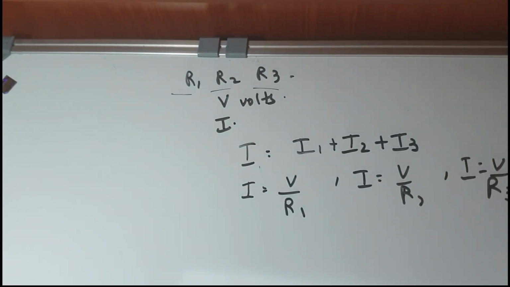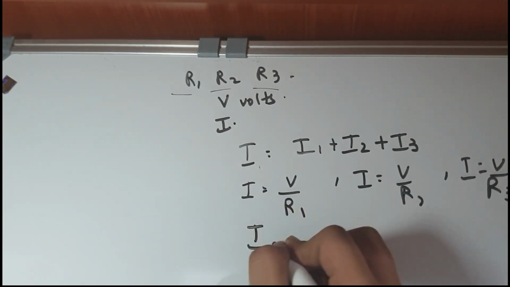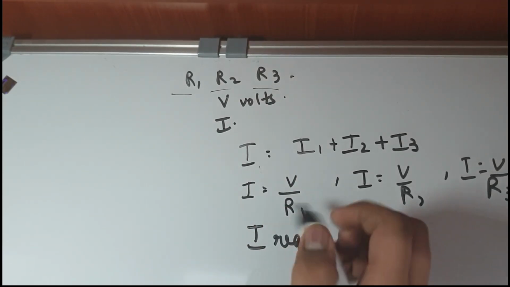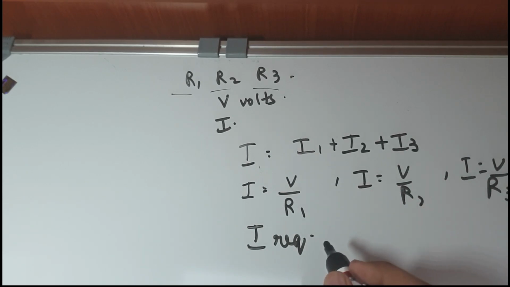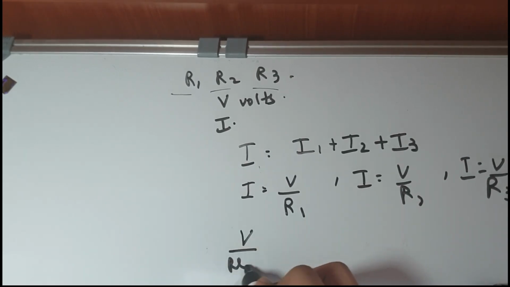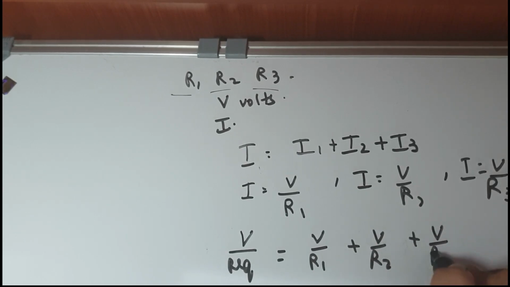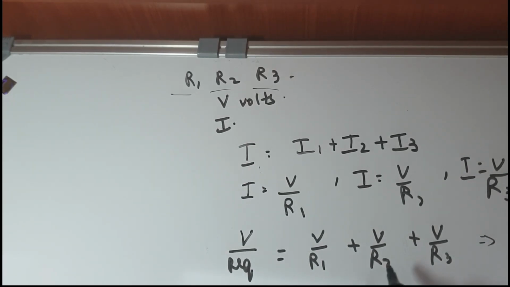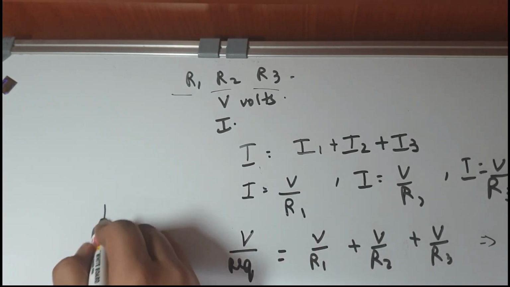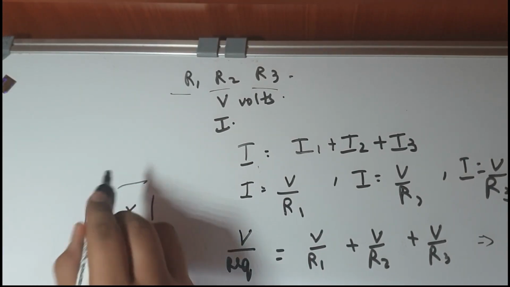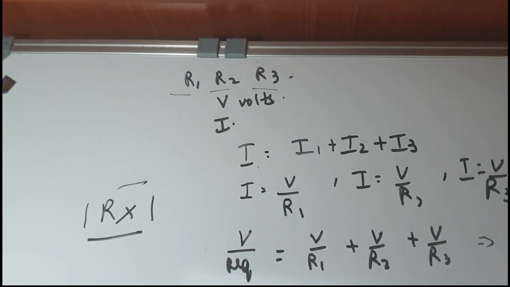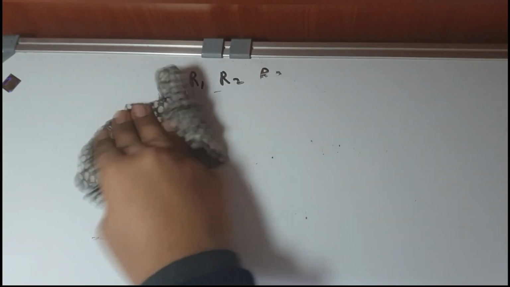So for equivalent resistance Req, by combining these equations we have the final formula: V by Req is equal to V by R1 plus V by R2 plus V by R3. Whatever our result is after adding these three, we take the reciprocal of that, and that gives Req. So this was our parallel combination. Let's move to series combination.